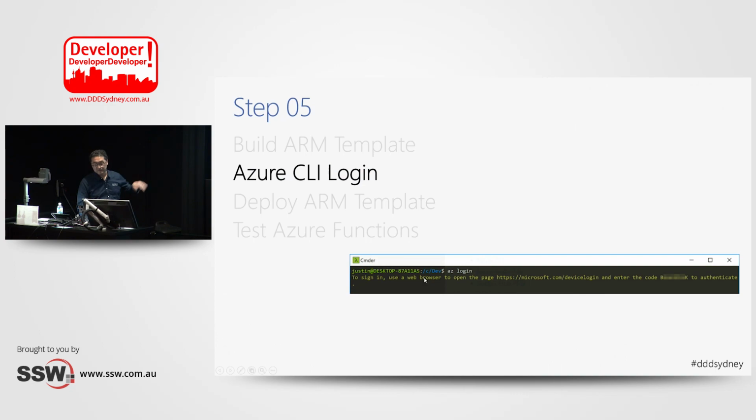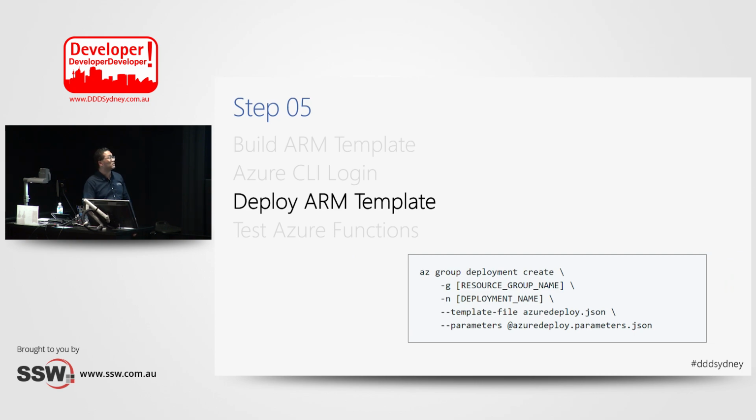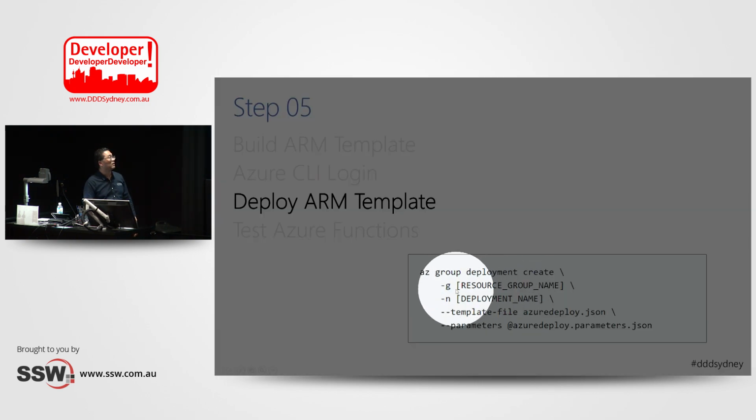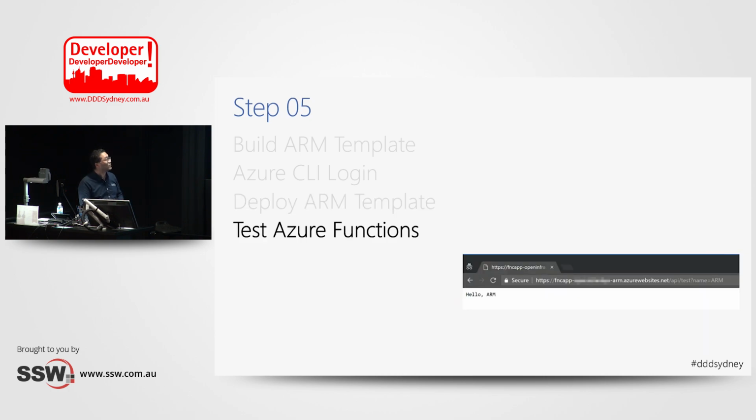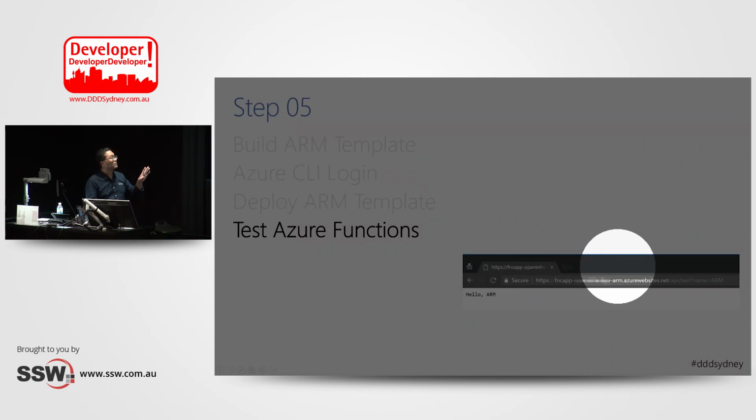Once the ARM template is done, we can simply log on to Azure CLI and deploy this ARM template by running this command. Group deployment, giving the resource group name, deployment name, template file, and parameter file, like this. Once it's running, the ARM template automatically deploys the storage account, the app service plan, and the function instance as well. So it's all done in one go. Once it's done, it automatically deploys to the website here. So we hit this website by sending a request like this. Hello ARM.